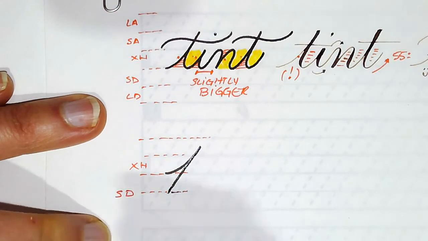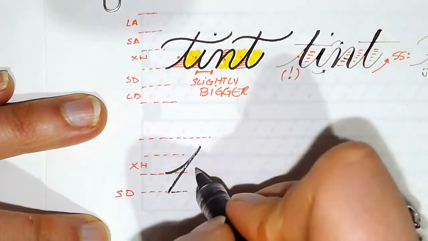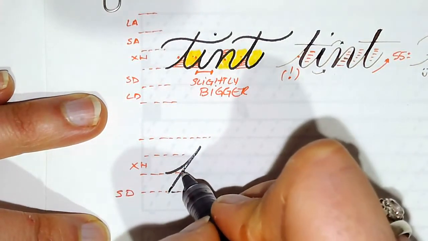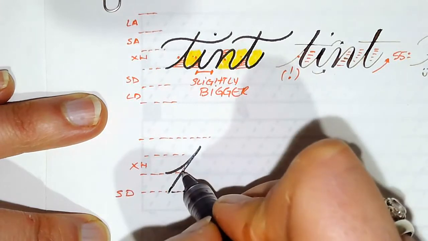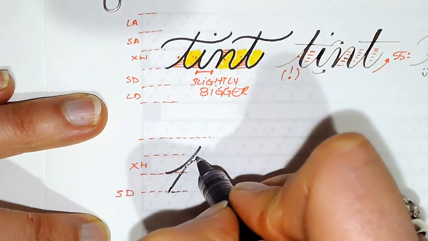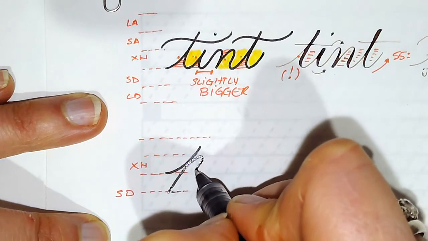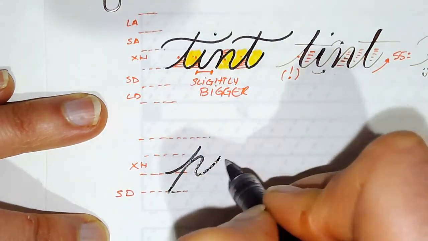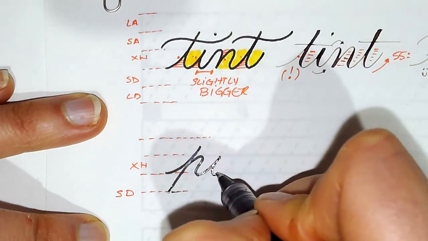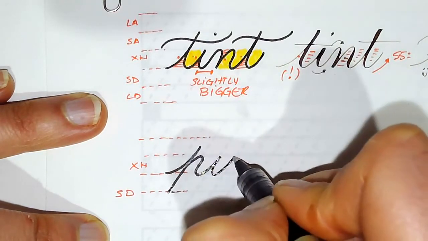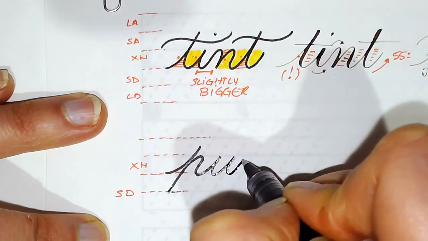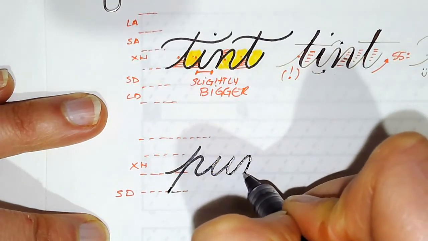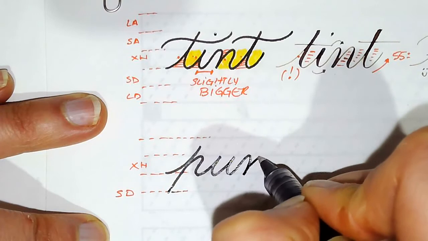Once I'm in this position, I'm doing the movement of a letter N. So from the baseline, I'm going up and all the way up for my letter U. Second part of the U, an underturn and double overturn, and N.